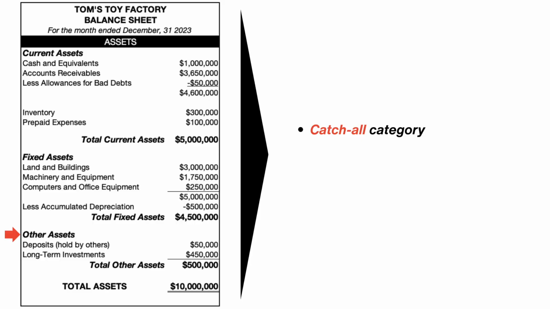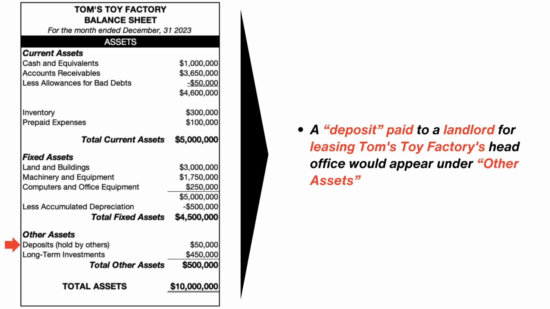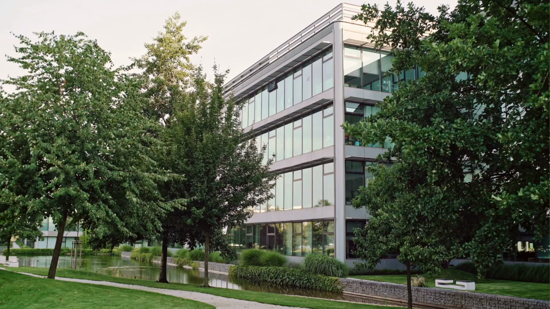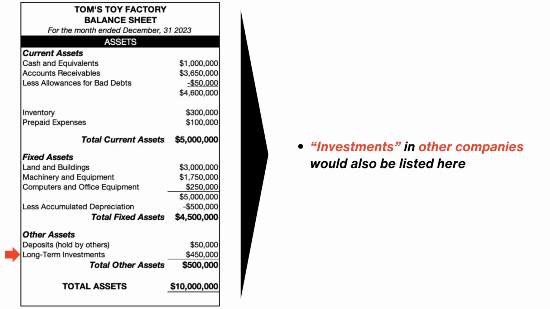At the bottom of the asset side of most balance sheets is a catch-all category. Those are valuable items that don't fit in the current assets or fixed assets categories. For example, a deposit paid to a landlord for leasing Tom's Toy Factory's head office would appear under other assets. Investments in other companies would also be listed here.